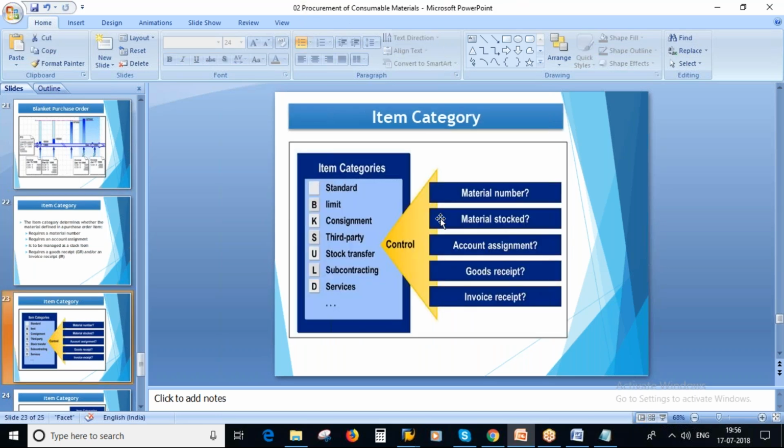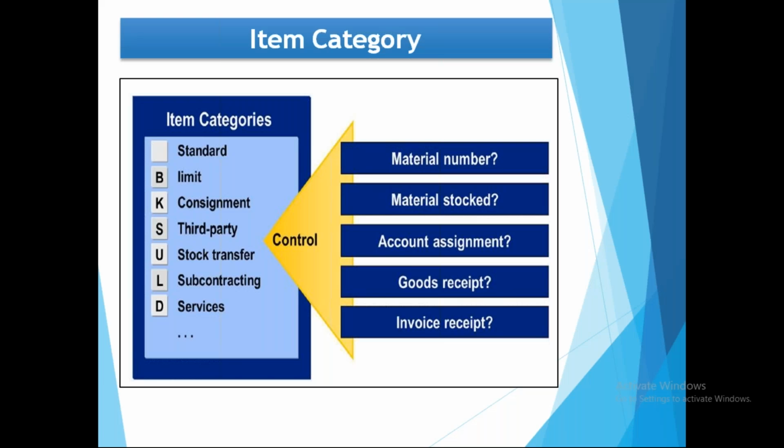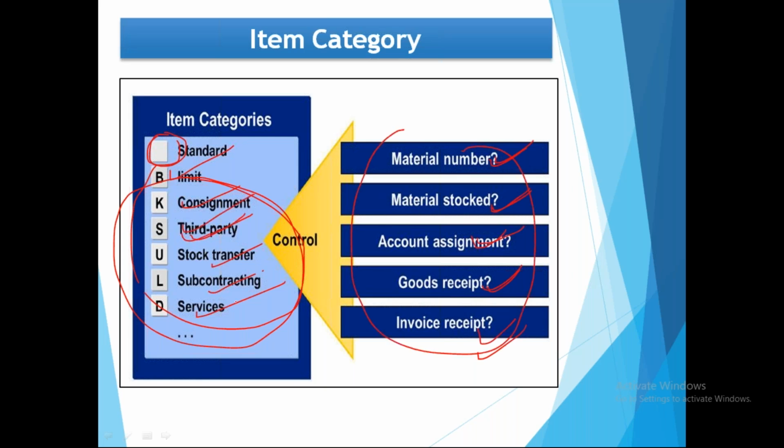Okay, so some of the item categories are these: limit, consignment, third party, stock transfer, subcontracting, services. These are all item categories. Normal scenario, standard, it will be blank. So this item category controls whether a material number you have to enter or not, whether material is going to be maintained in stock, what account assignment is to be posted, whether goods receipt is possible or not. All those things are controlled by this category.